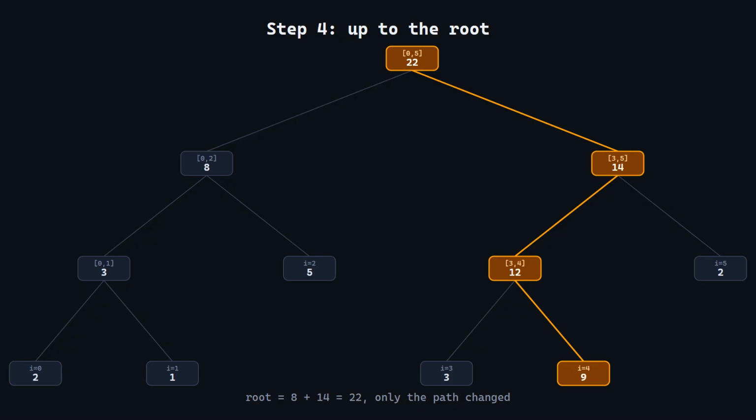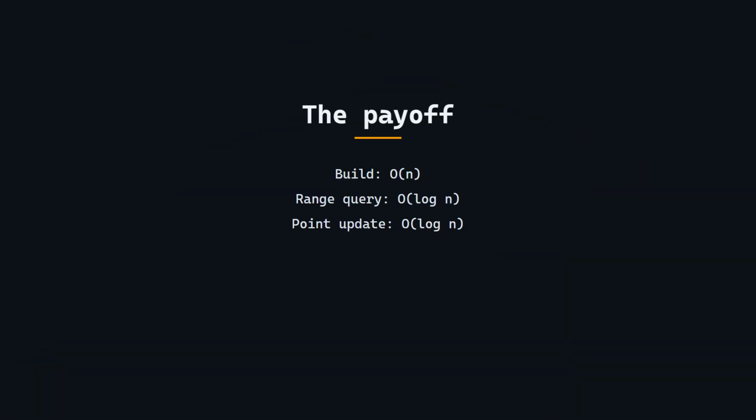Notice we only touched the nodes on the path from the leaf up to the root. Everything else was left untouched. That's the whole idea. Both operations walk a single path of height log n, so a query and an update are each order log n, and building the tree once is order n.